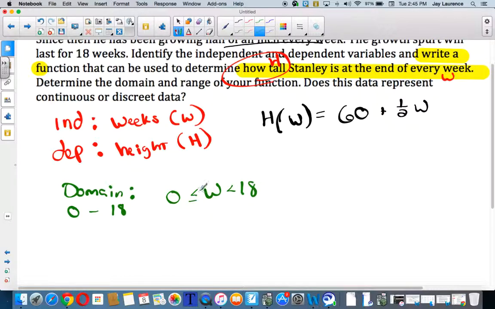Because the weeks go from 0 weeks at the start of the growth spurt to 18 weeks at the very end of the growth spurt. That's what I'm doing there. Okay, and notice that is an and. All right, the range is done similarly.